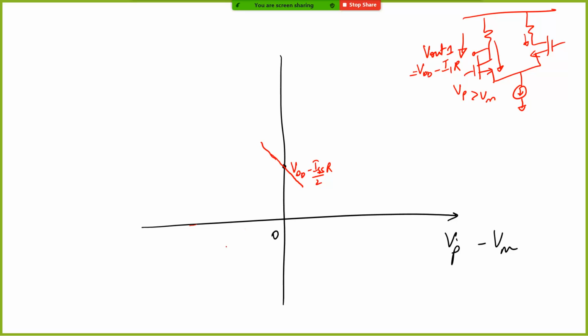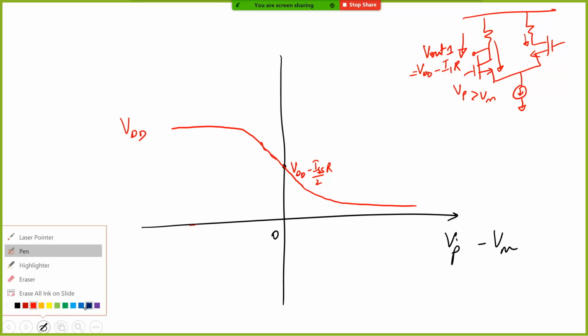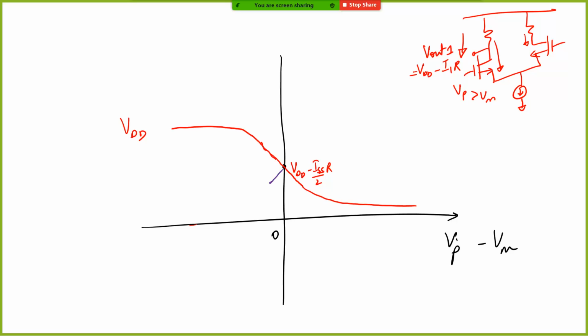On the other hand, when Vp becomes less than Vm, Vout1 will start increasing, and beyond a point it will come to some kind of saturation voltage. Here it will reach VDD. In the same way, if you plot for Vout2, here again it will be linear, and then as Vp increases more and more, the entire I tail will flow through the left hand side arm, and you will have VDD here. Here it will come to some lower voltage. This is the behavior of Vout2, and this is the behavior of Vout1. So this is how the differential pair behaves with the input differential signal.